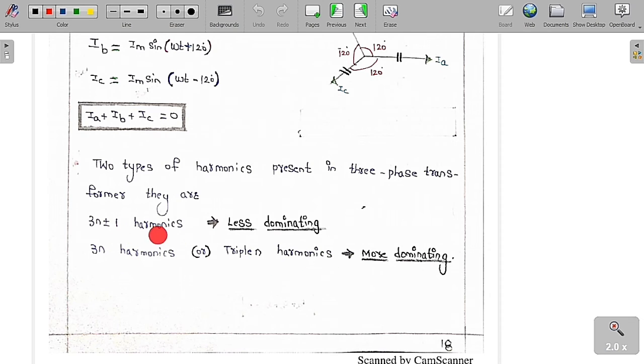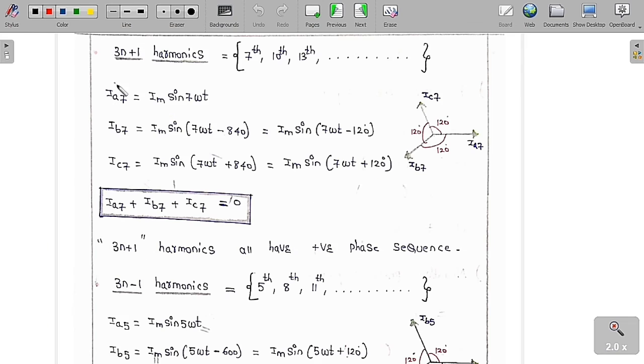So 3n plus or minus 1 harmonics are the less dominating harmonics, whereas 3n harmonics or the triplen harmonics are more dominating in nature. This is the point that you always have to remember, for a three-phase transformer or in general for any machine. This is a very important point. So now we will study the 3n plus 1 harmonics.